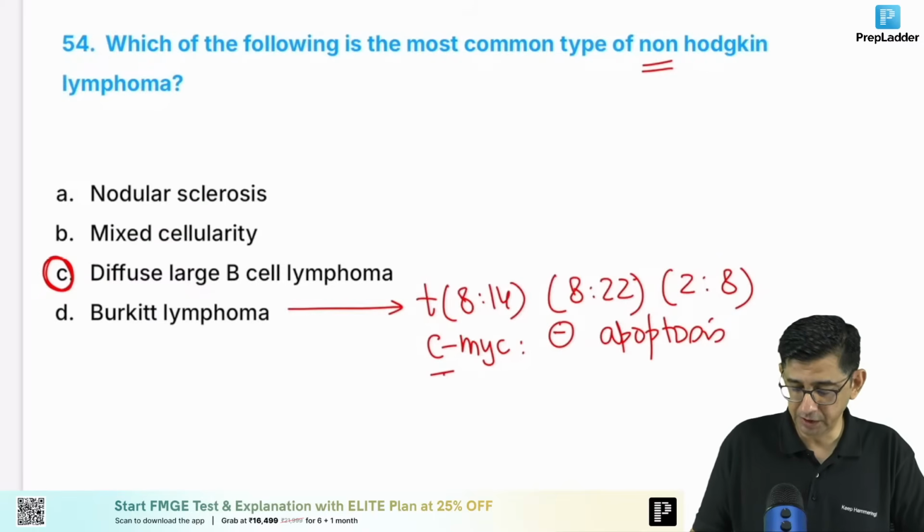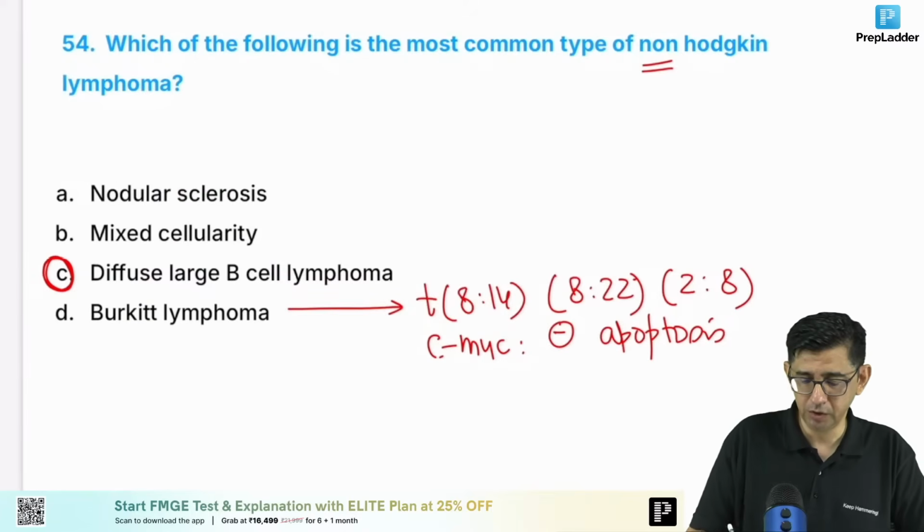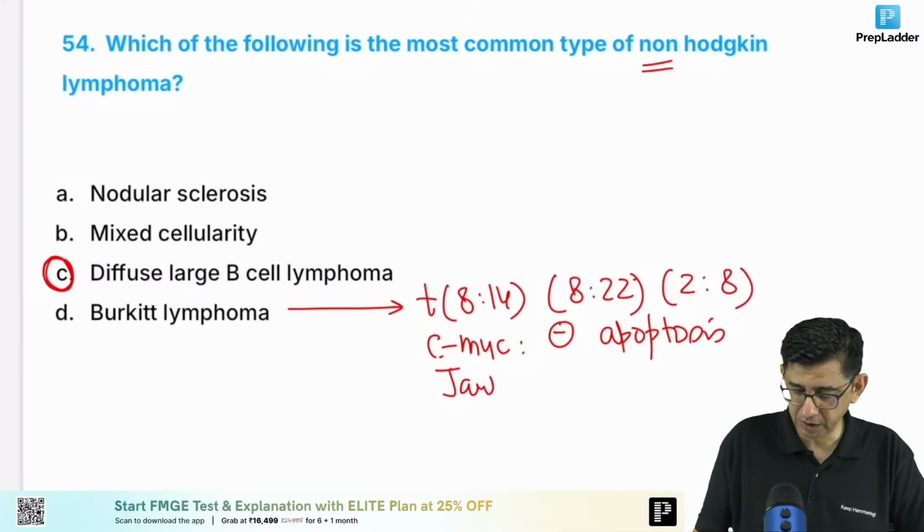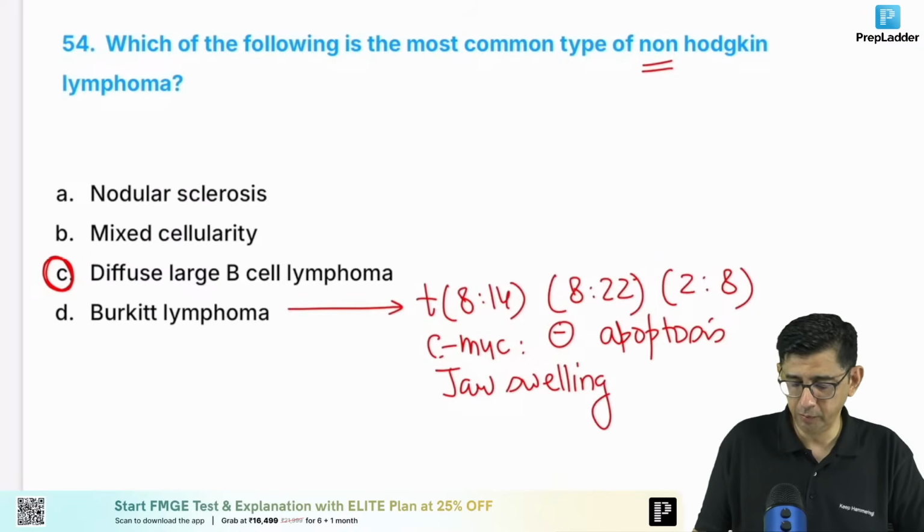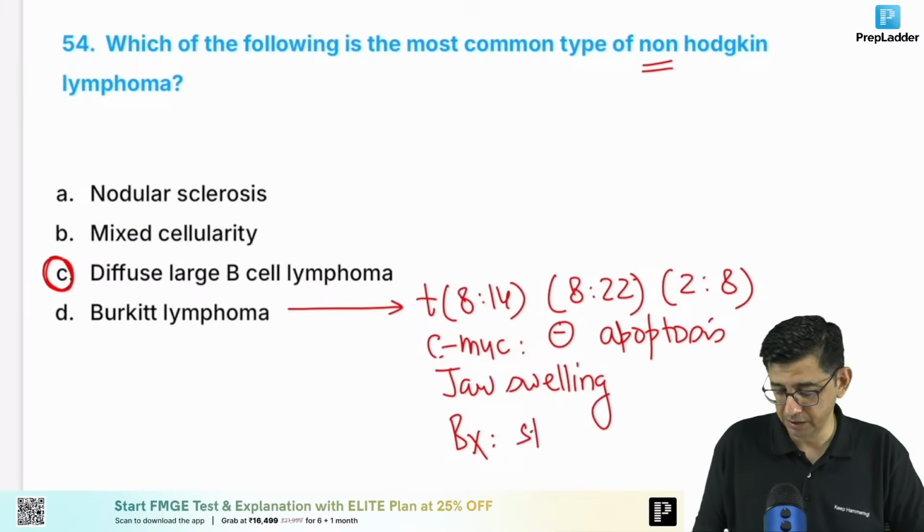The usual presentation is that of jaw swelling in an Afro-American child. The standard presentation that they always give you is of an Afro-American child, and then he will describe a jaw swelling, and then he will say that a lymph node biopsy was done in this case, and then he will describe that classical starry sky appearance there.